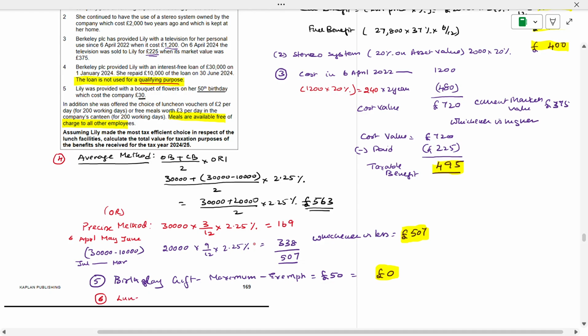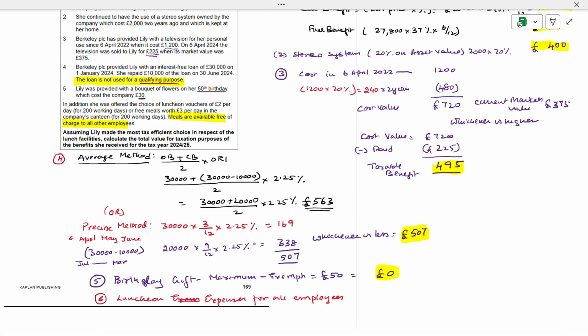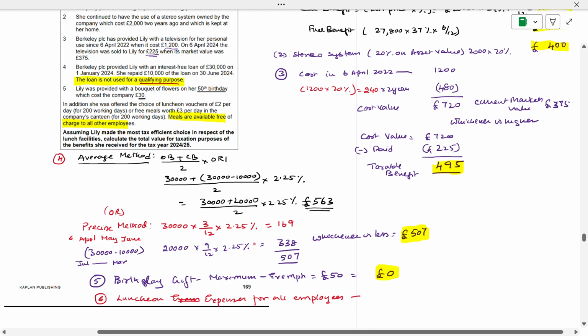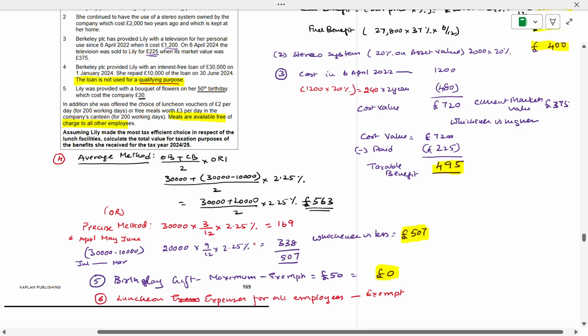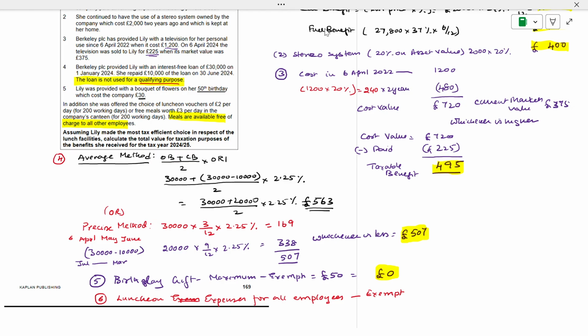Point number 6. Lunch expenses for all employees. See, this is where your task will be easy. The more we discuss here, the more the revision will be easy. The expenses for all employees are exempted. There is a limit. Check. We will cover this. How much is it?